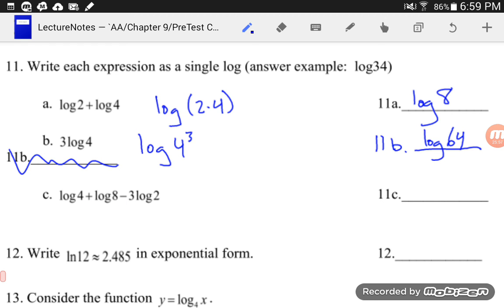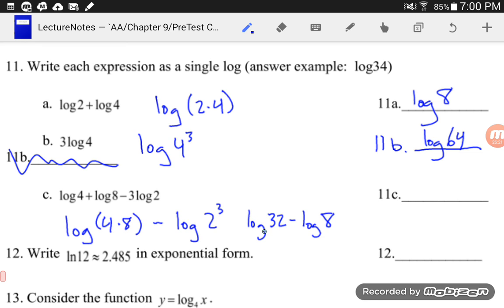Here we're going to do it in two steps. I'm going to do two of the same thing. So I'm going to have log of 4 times 8 minus, and now I'm going to bring that 3 up, and I'm going to have log of 2 to the third. So I've got log of 32 minus log of 8. And by the quotient rule, I know that I can do the log of 32 minus the log of 8, that equals the log of 32 divided by 8, so I'm left with log of 4.